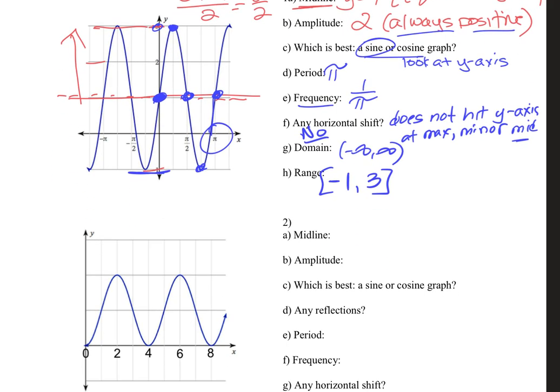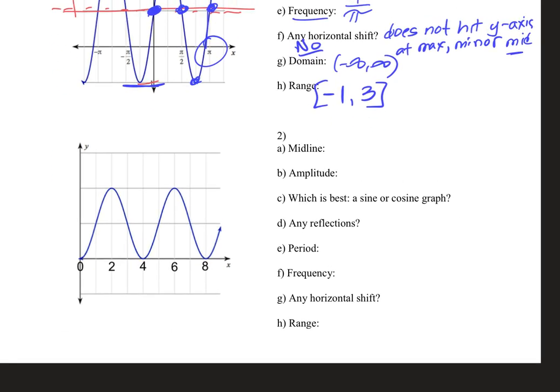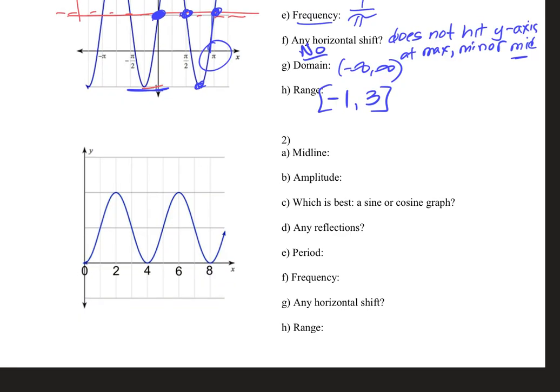Bam. Okay? So let's run through this one. Find the midline. This one might be a little easier because it starts at 0. So the midline is 1 here. When we do the midline, always do y equals 1. Amplitude is from the midline to the highest point, so we just go 1. That's not an equation, that's just a distance. The highest point goes up 1 from the midline.